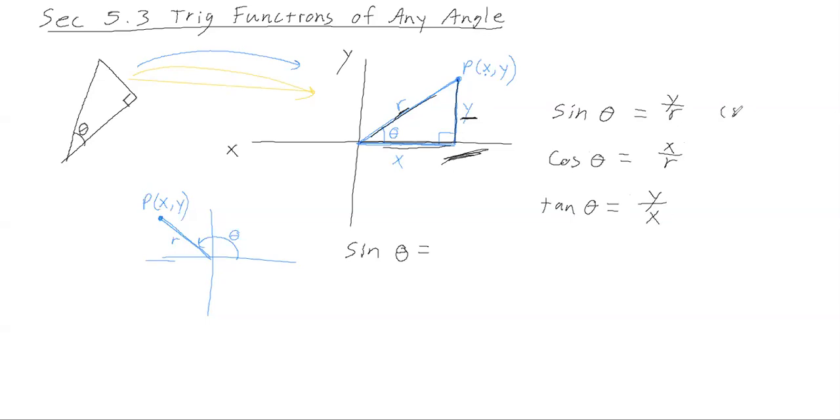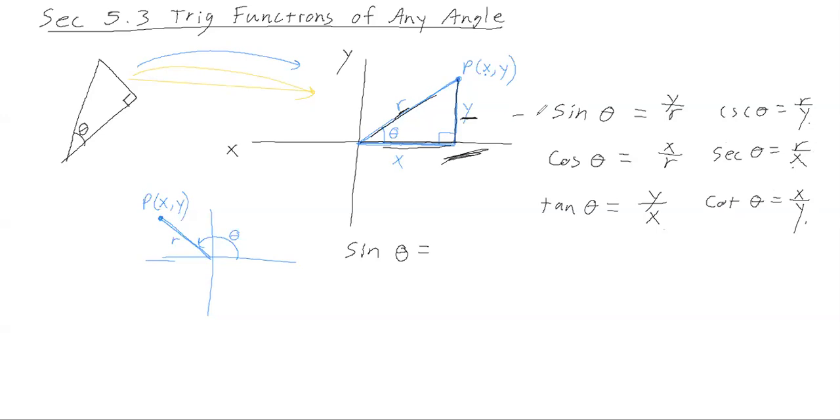Cosecant of theta would be r over y. Secant of theta would be r over x. And cotangent of theta would be x over y. Now that's assuming that the x here and the y there are not equal to 0, okay?